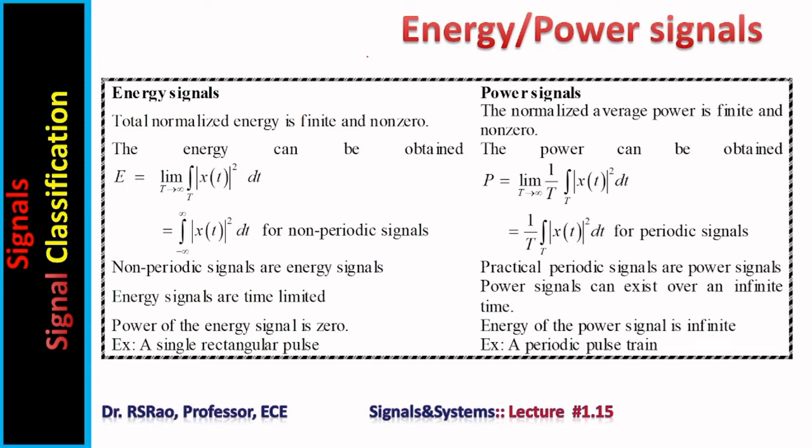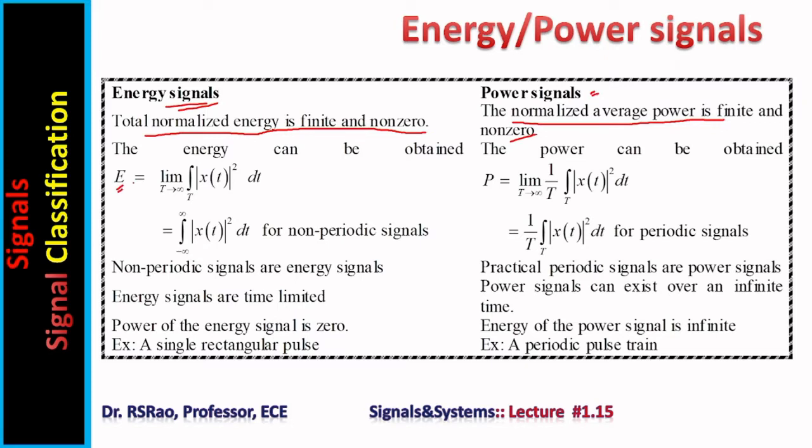Here are given important properties of energy signals and power signals in a box side by side so that we can have their comparison. Energy signals: signals whose total normalized energy is finite and non-zero. Power signals: signals whose normalized average power is finite and non-zero.